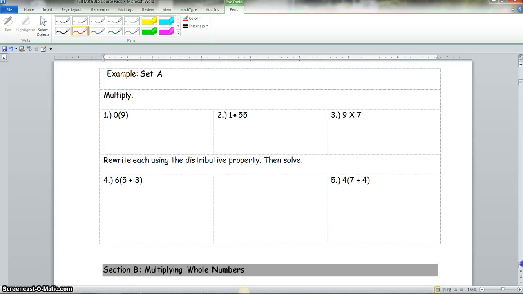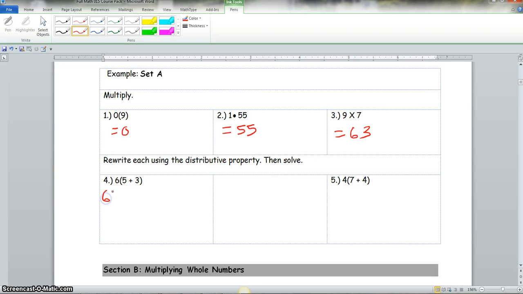Now, we will test this out. We have example set A. 0 times 9, we know any number times 0 is 0. 1 times 55, any number times 1 is itself. 9 times 7, we know it's 63. Now, they said rewrite each using the distributive property, then solve.